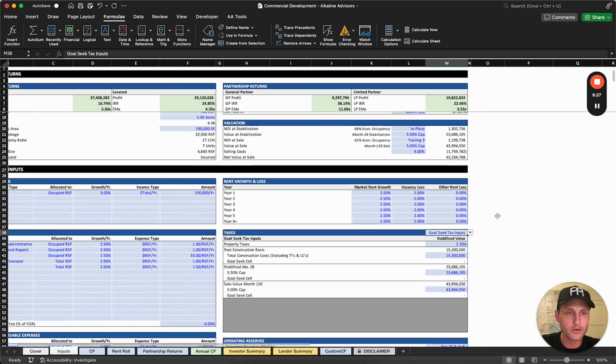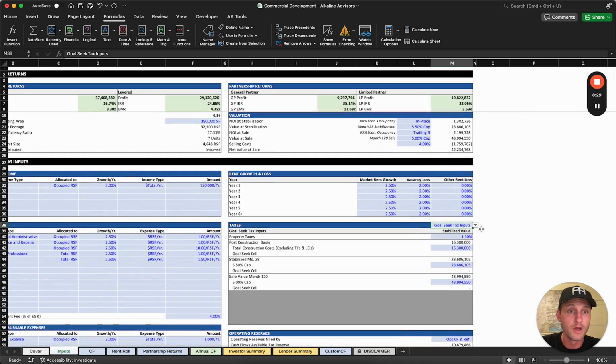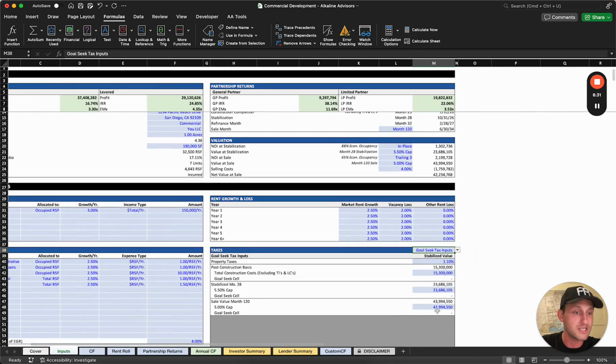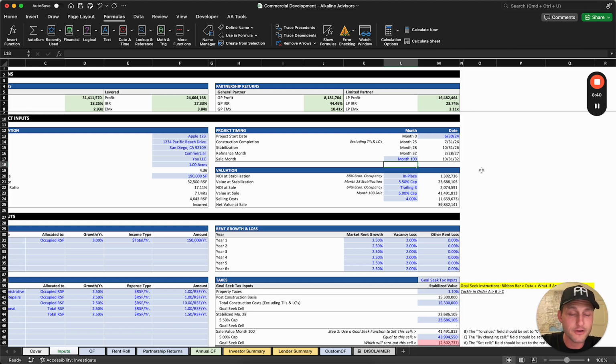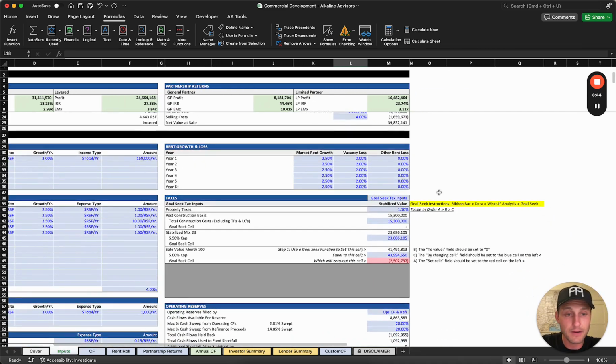So I'll quickly show you some of the stopgaps we have in place to help you understand how to goal seek this correctly. So let's say instead of month 120, we want to sell this asset in month 100. So month 100 takes place after the refinance, which we'll get into in a second. But now you'll see we have some red popping up and some instructions. That's good. That means that this isn't accurate as is. We need to do something about it. So what we can do is we can goal seek this.